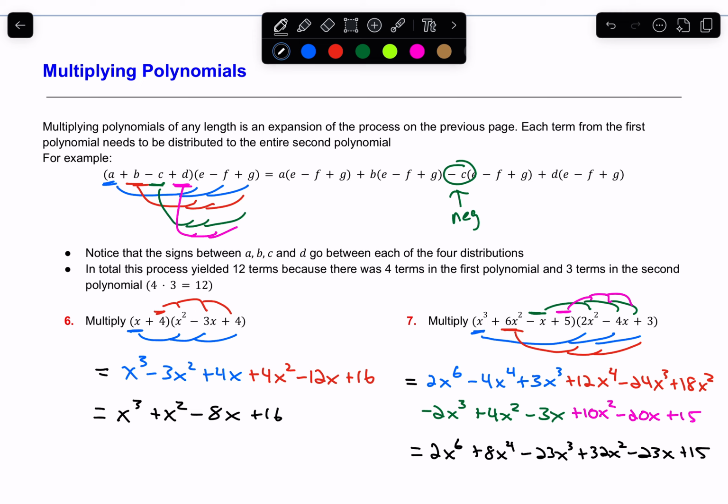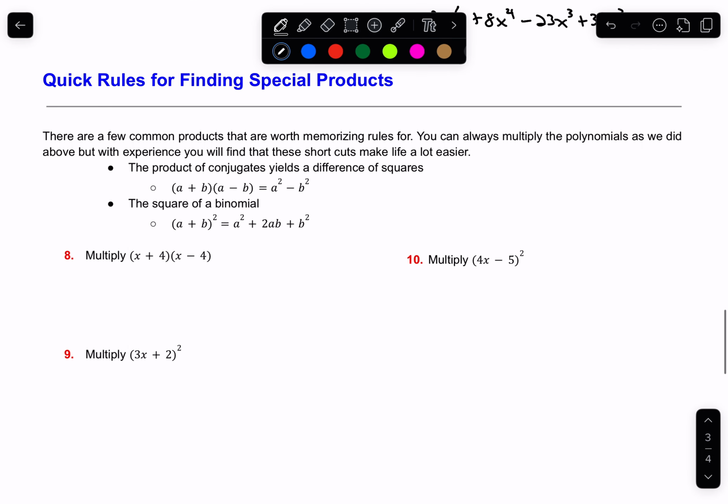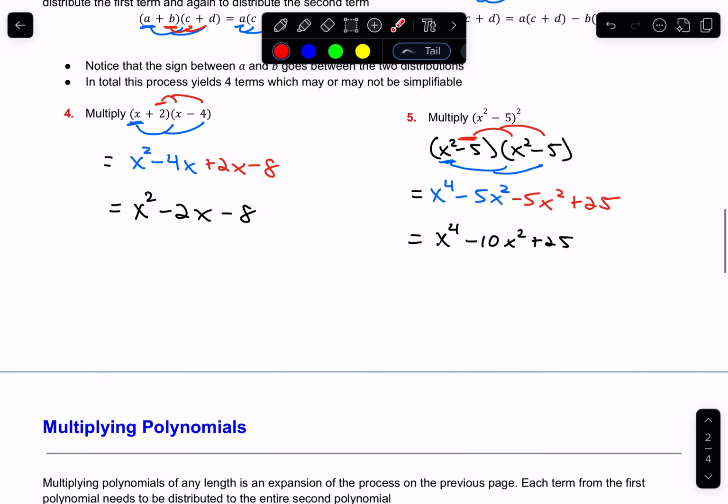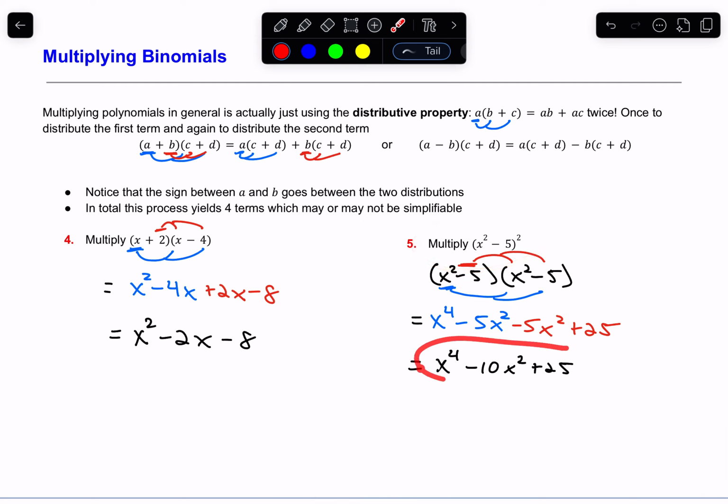All right, so now, that was all well and good. That's the most important thing to know. But there are also a couple quick rules that help us when we're multiplying things we see often. In your math classes, especially the next class, college algebra, you're going to see conjugates all the time, and you're also going to see squares pretty often. We've already seen one square of a binomial in a previous problem. Up here for number 5, we had x squared minus 5 squared, and you can see we multiplied it out and got this result.